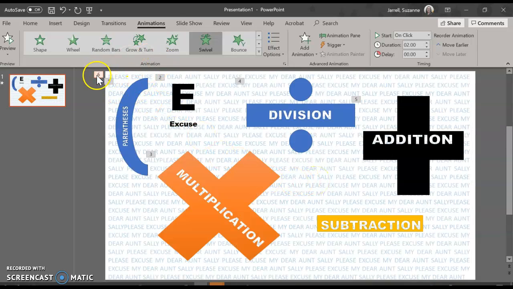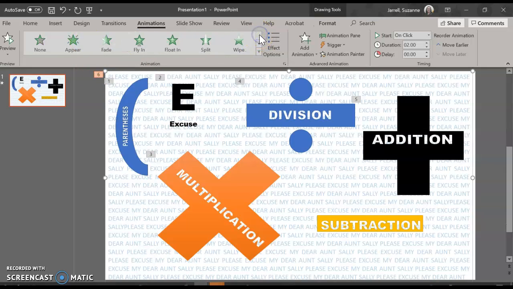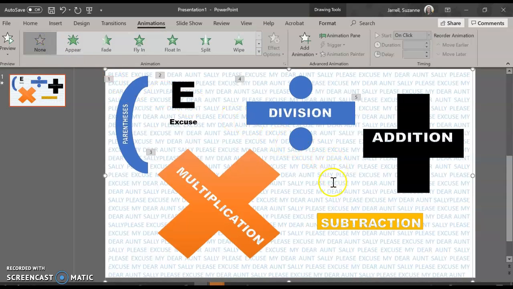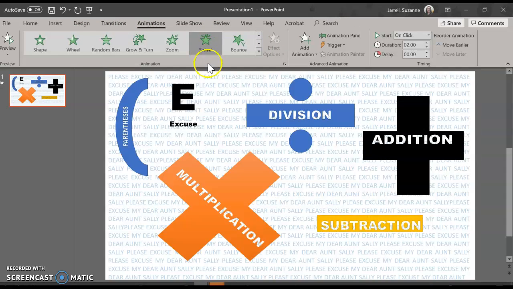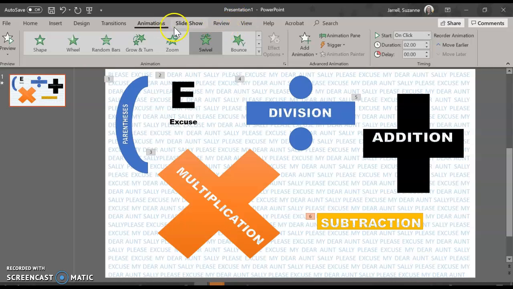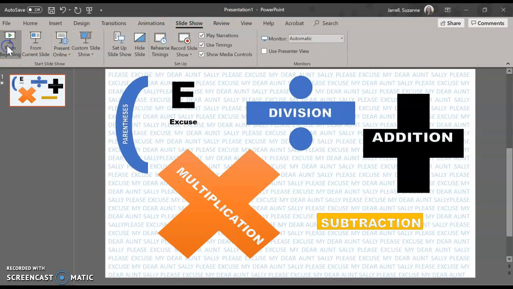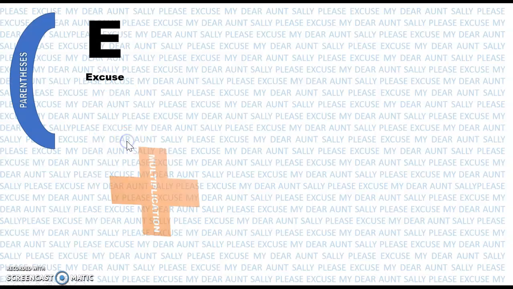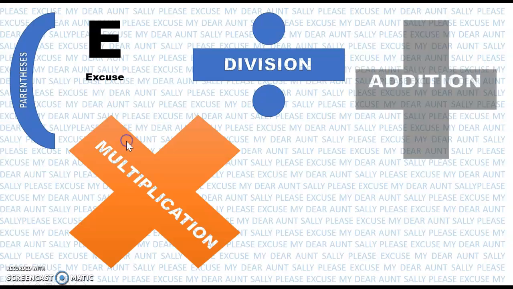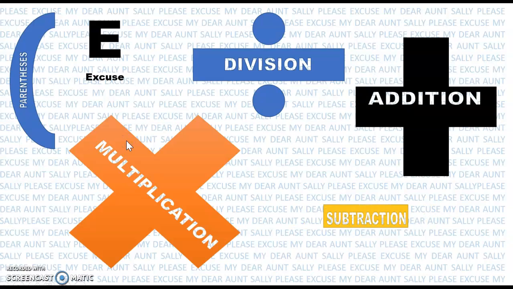Oops, I did that wrong, didn't I? Okay, so I'm going to click on this again, and we're going to go back to subtraction, and then select swivel. So now when you go to play, it's blank. If I was teaching or presenting something, I click, I click, I click, I click, I click, and I click.